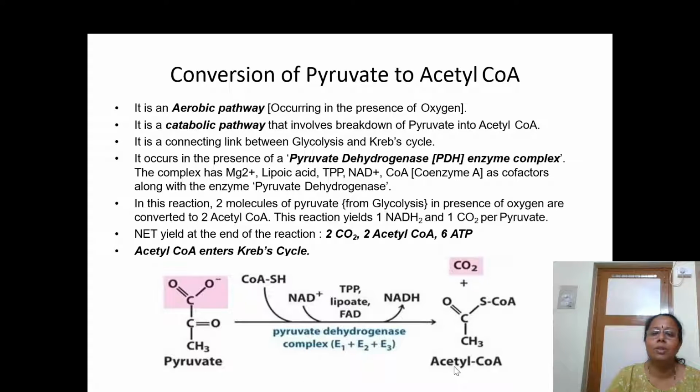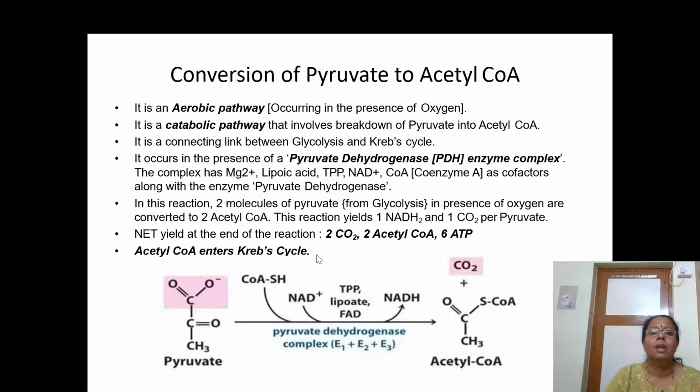This pyruvate is converted into acetyl CoA with the help of an enzyme complex, pyruvate dehydrogenase complex. So, this pyruvate dehydrogenase (PDH) enzyme complex has Mg2+, lipoic acid, TPP, NAD+, coenzyme A as cofactors, along with the enzyme pyruvate dehydrogenase. Okay. See, in this reaction, the two molecules of pyruvate obtained from glycolysis in the presence of oxygen are converted into acetyl CoA. Okay. So this reaction yields two molecules of carbon dioxide, 2 acetyl CoA and 6 ATP, which is obtained from NADH, which enters into electron transport chain.